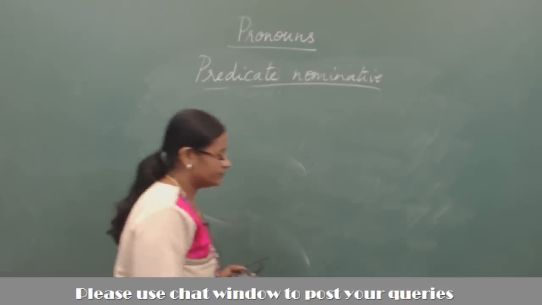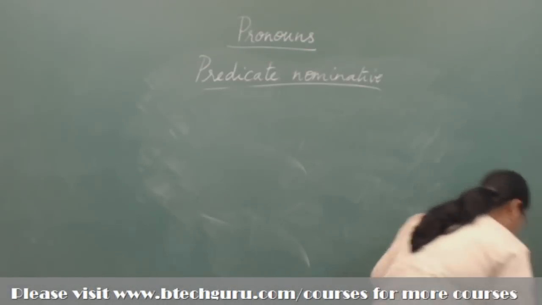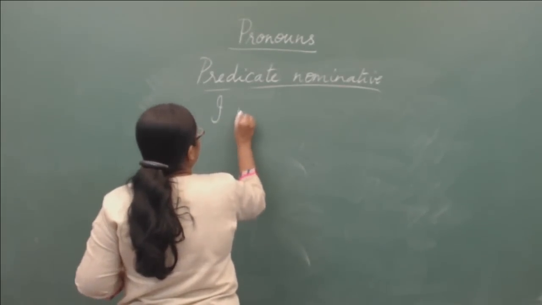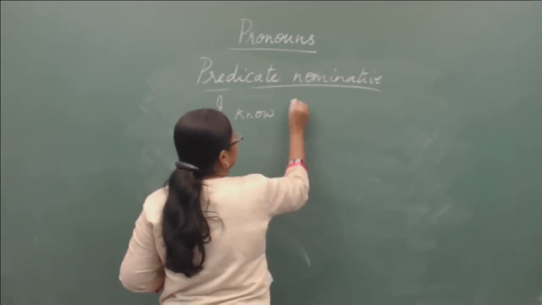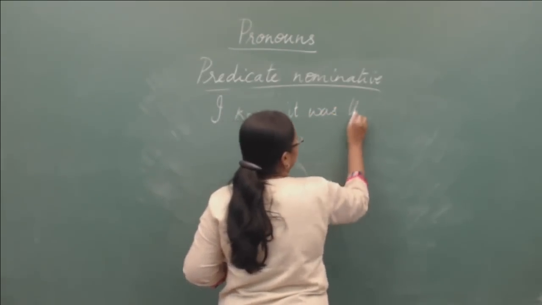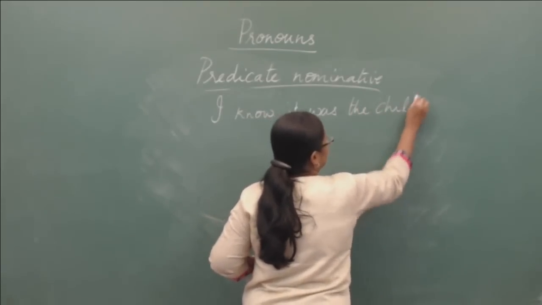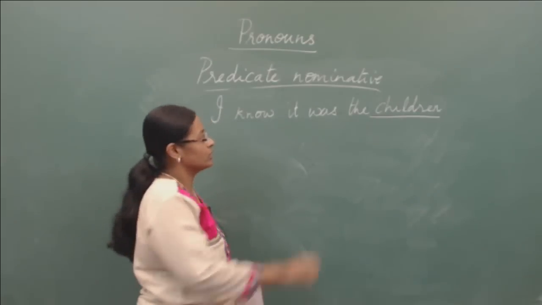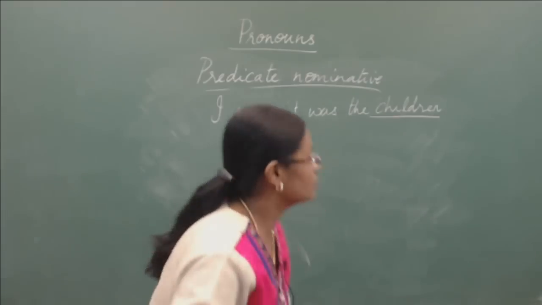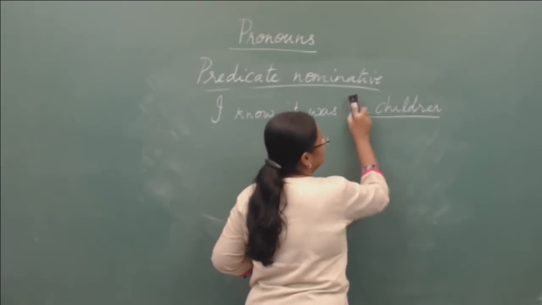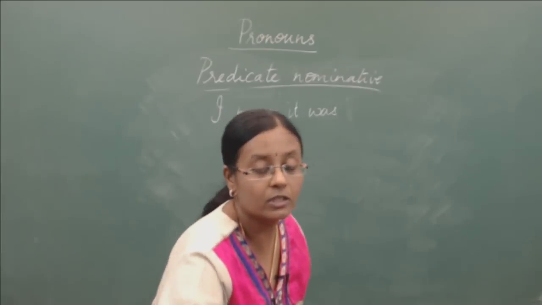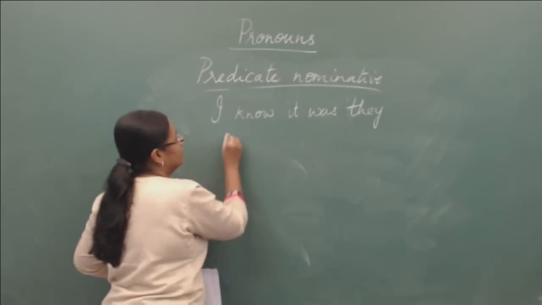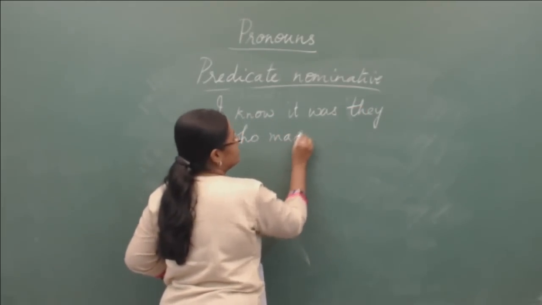Predicate nominative. I have some examples. I know it was the children. Now, if you use the noun, you know for sure that there's no doubt at all. If you want to use a pronoun for this noun, what will you use? Instead of the children, what will you use? They or them? They. I know it was they who made the noise.